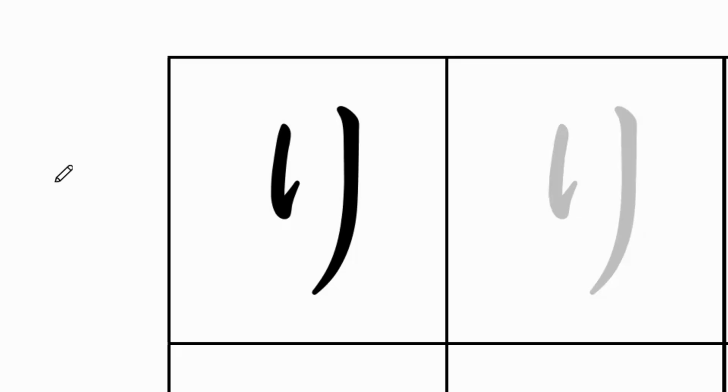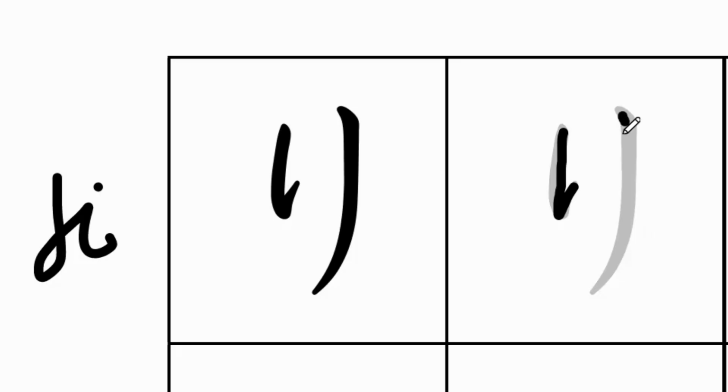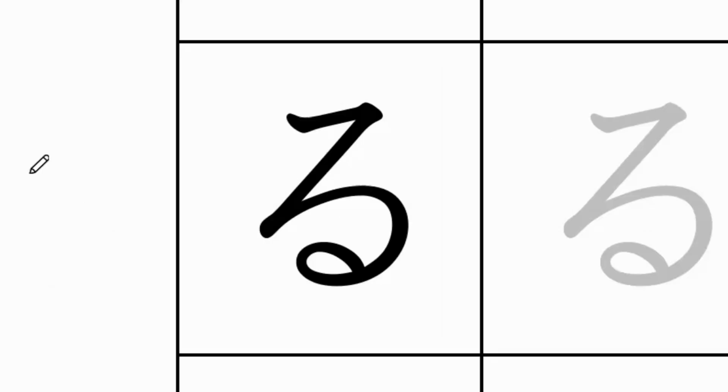The next character is Ri. This is Ri. So let us see how to make this character. This character has got two strokes. The first stroke is like this, and the second stroke is like this. The character you saw when I was showing you this character for the first time before, that's just a font of the keyboard. So both characters are correct. This is Ri.